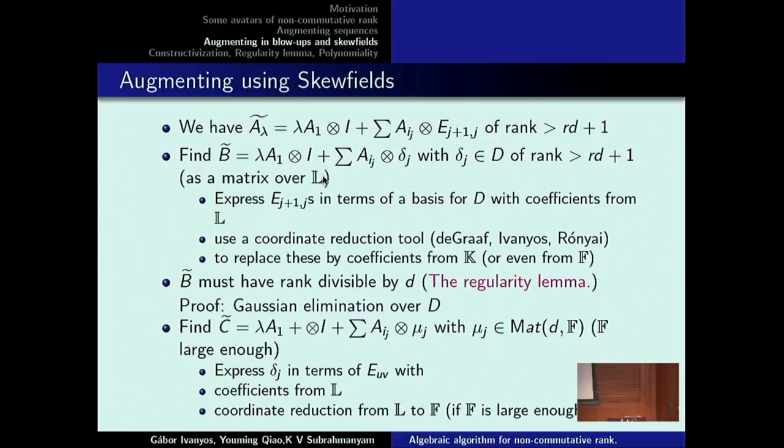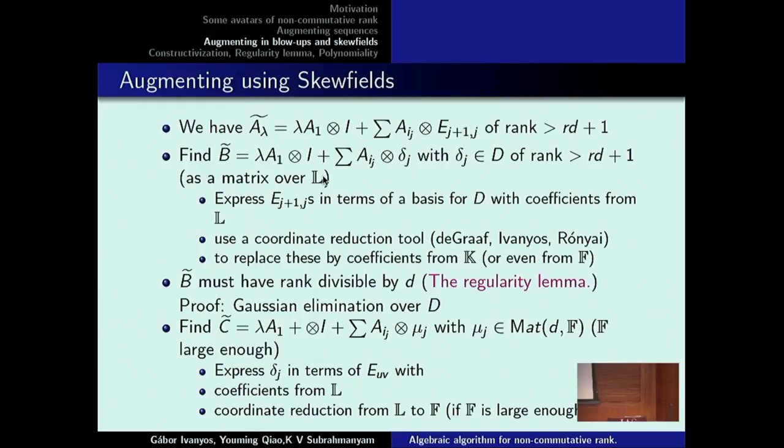Now, since we know that D spans this matrix family over L, I can find a way to write each of these matrices in terms of D. We find this, then we rewrite this matrix in terms of the images of the elements of D. For that, we'll write each of these matrices in the basis of D. And we will use a very important result from the work of De Graaf, Ivanyos, and Rónyai. I will talk about that in my next slide.